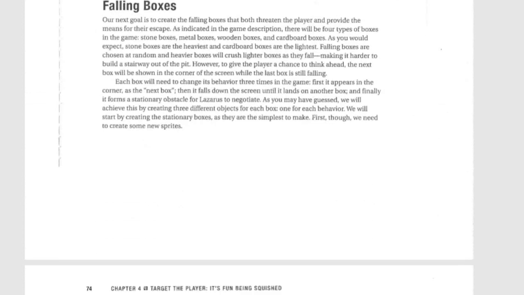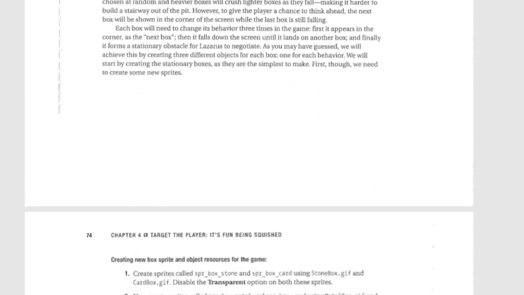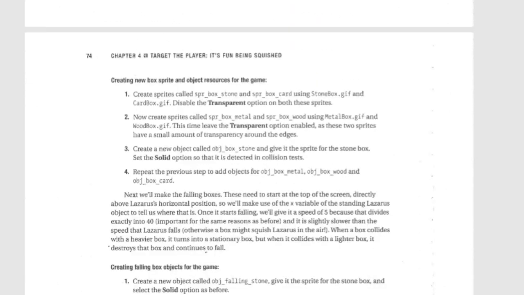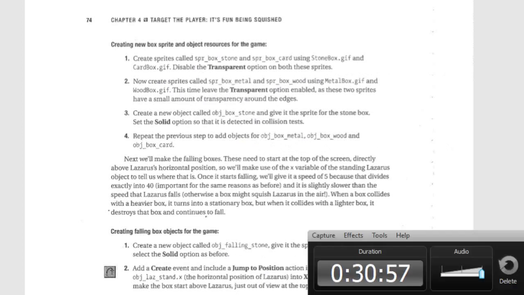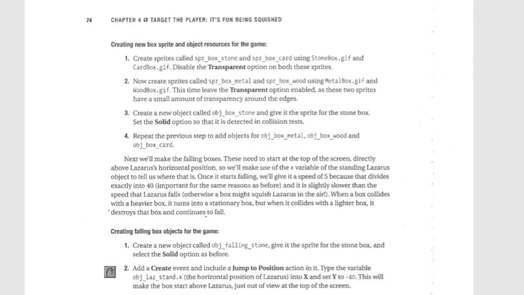and the next thing we want to do is create falling boxes, and we're going to have to create sprites for our different boxes. We have cardboard boxes, stone boxes, metal boxes, and wood boxes. So we're going to have to create sprites for all of these, and then we're going to create objects to interact with the game.